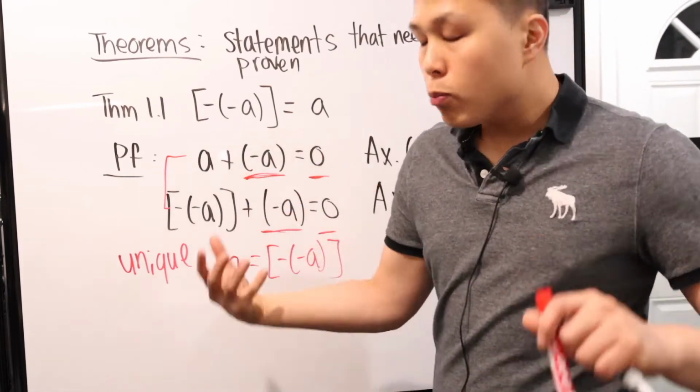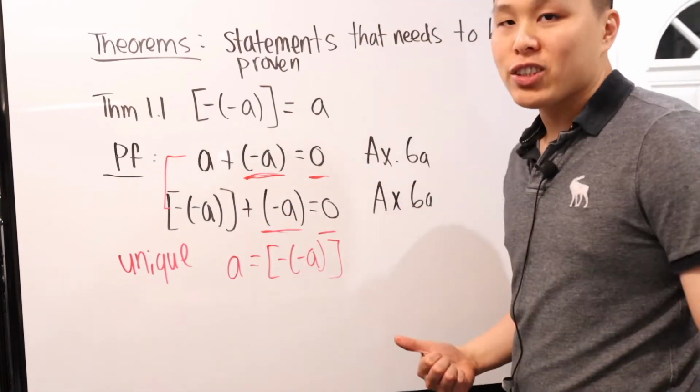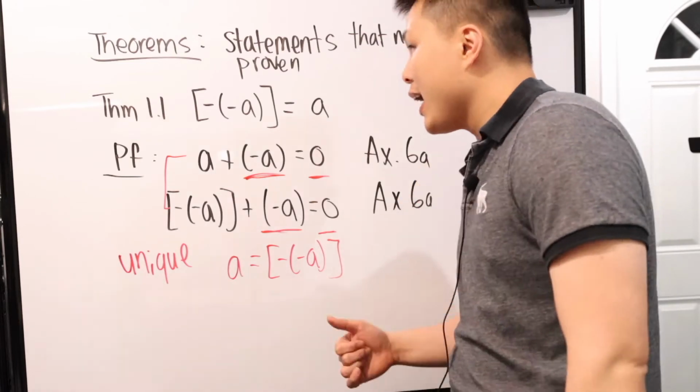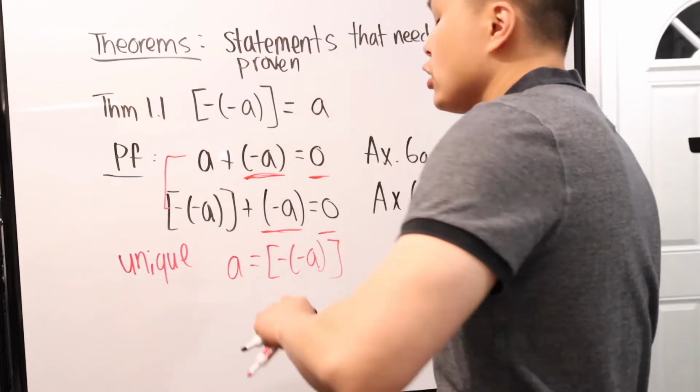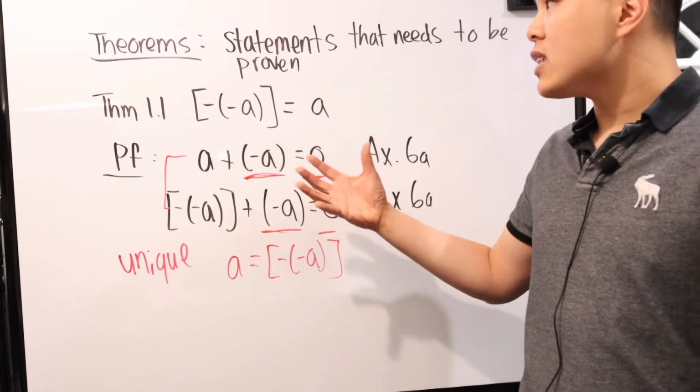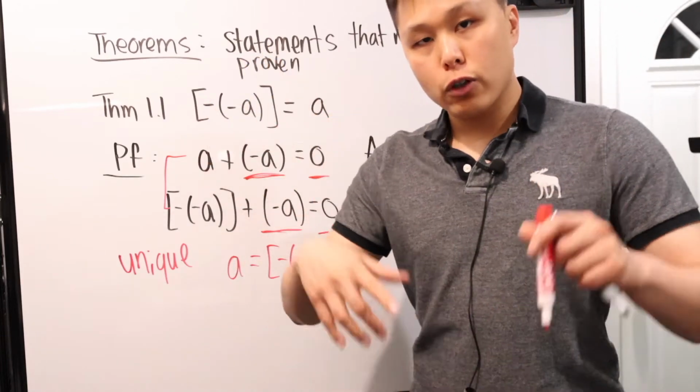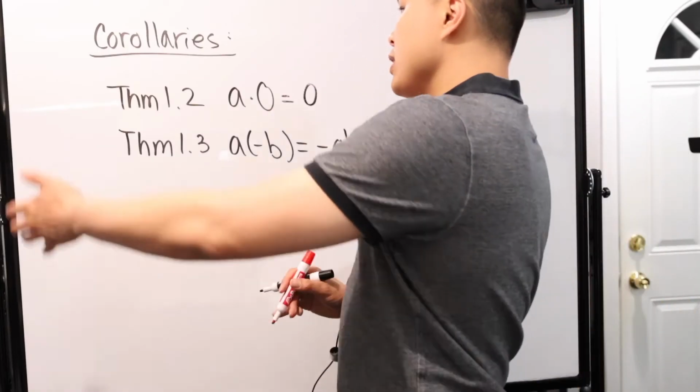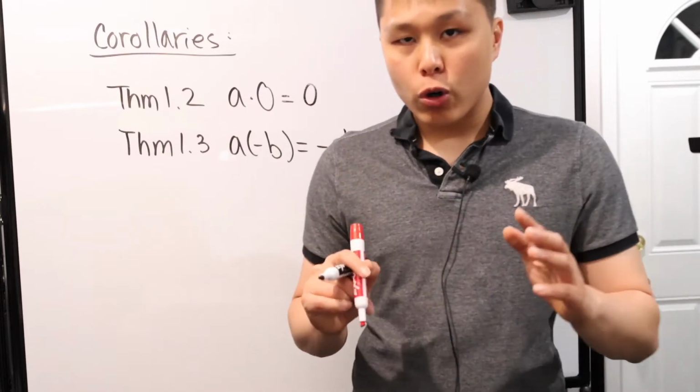And of course, the more complicated it is, it's probably not just going to be based on axioms. It's going to be based on axioms and previous theorems and definitions and so on and so forth. But that's how a theorem differs from axioms. Alright, so our final segment is talking about corollaries. Now here's the thing about corollaries.